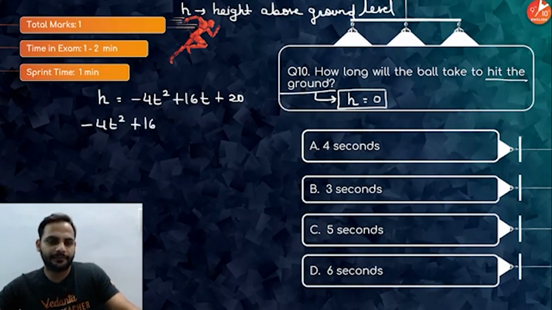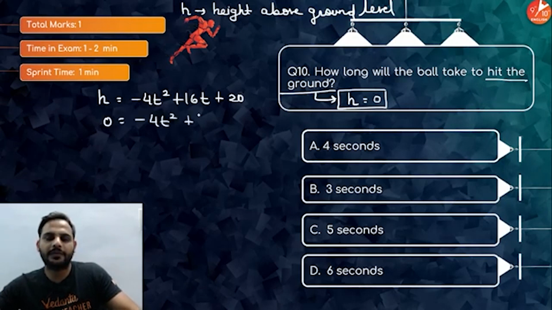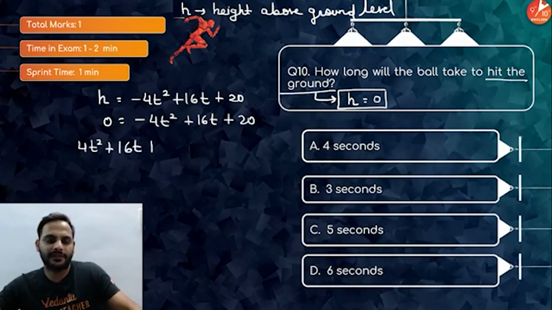So we'll say h equal to 0. So 0 is equal to minus 4t square plus 16t plus 20. Shift everything over there. We'll be getting 4t square minus 16t, because that will change the sign, no? And minus 20 equal to 0.